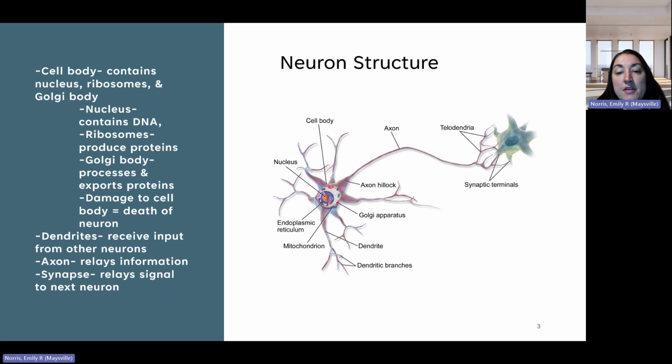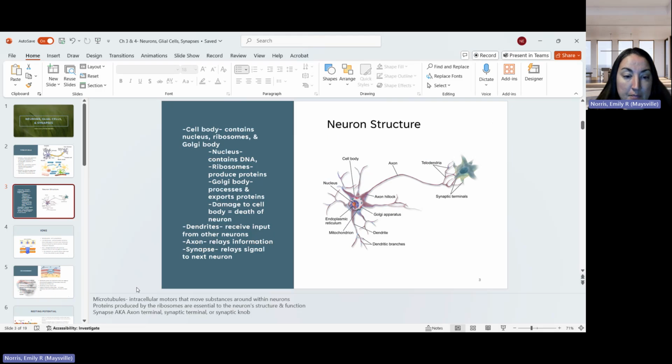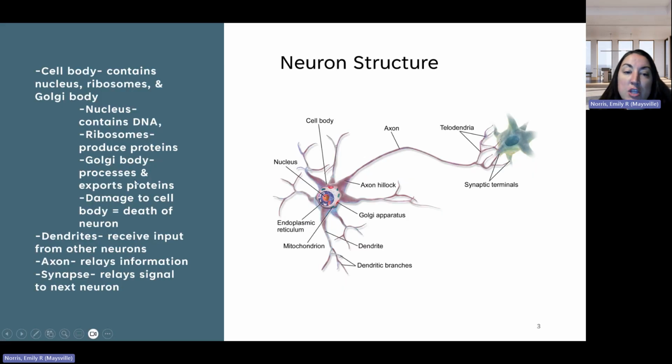The structure of a neuron, there is a cell body which contains the nucleus, the ribosomes, and the Golgi body. The DNA of the cell is held in the nucleus. The ribosomes produce proteins, and those proteins are essential to the neuron's structure and function. The Golgi body processes and exports those proteins.